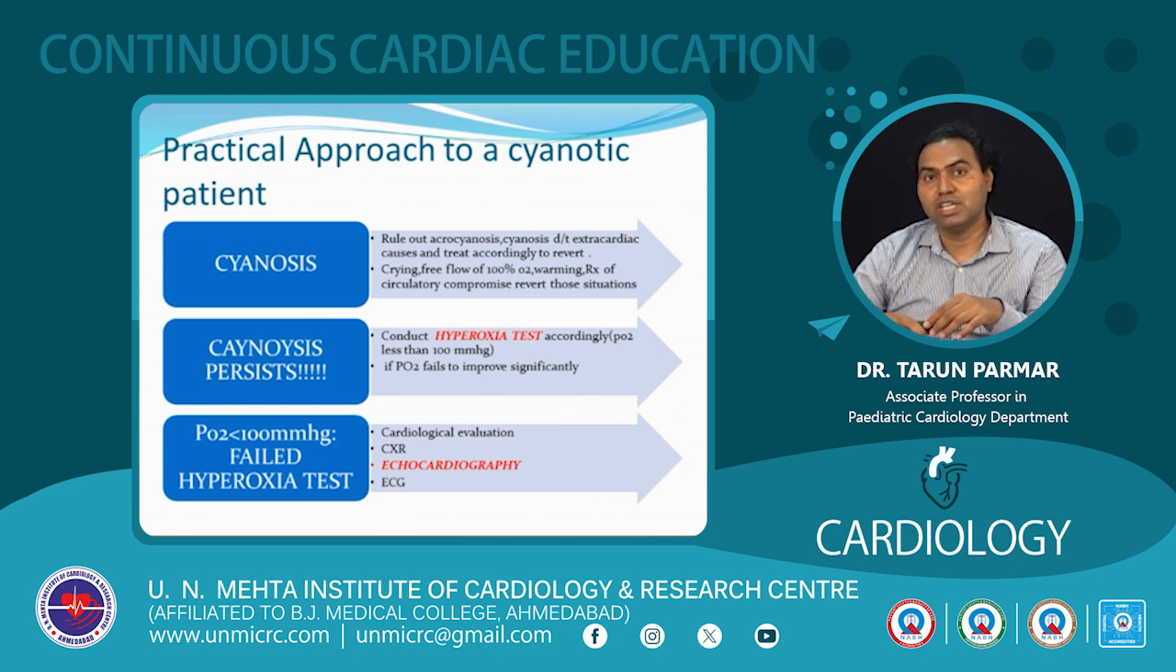In this hyperoxy test, if PO2 significantly improves, that rules out cyanotic CHD, but if PO2 fails to improve, then you can say that this is cyanotic CHD. If PO2 is less than 100 millimeter of mercury, then this is a failed hyperoxy test. Then you have to go further for another evaluation. In that case, you have to do chest X-ray, echocardiography and ECG. Echocardiography is the hallmark in this situation.